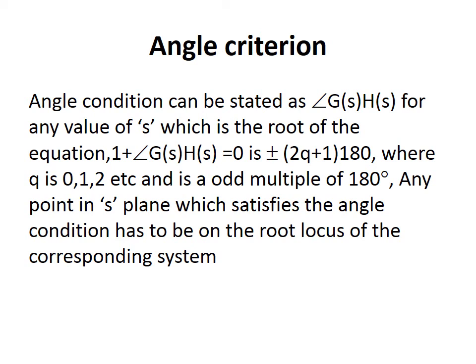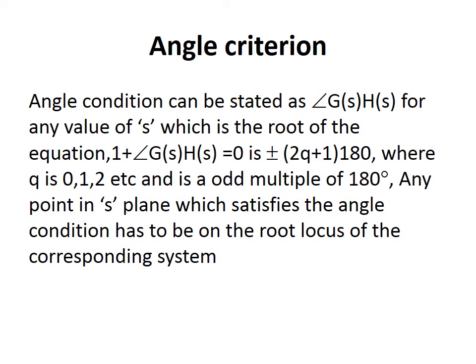Let us try to understand what the statement says. We have a system with the characteristic equation 1 + G(s)H(s) = 0. Then G(s)H(s) is minus 1. Then the magnitude of G(s)H(s) becomes 1 and the phase angle becomes 180. In that way it is cos 180 + j sin 180. Cos 180 is minus 1, so you would get minus 1 + j0.